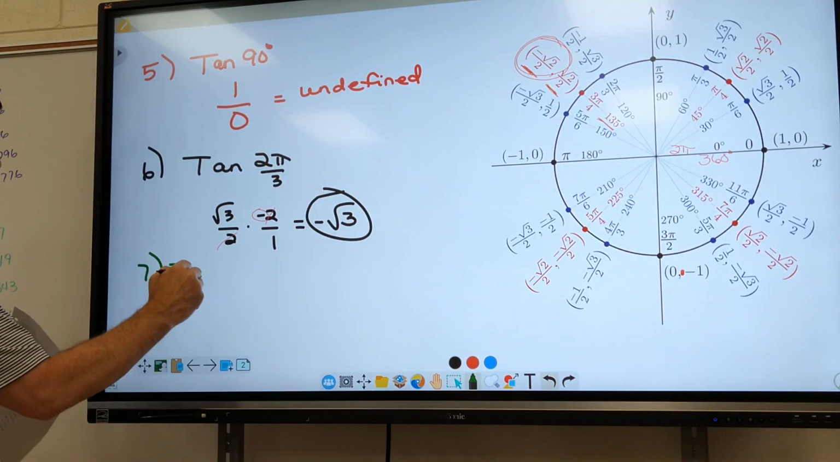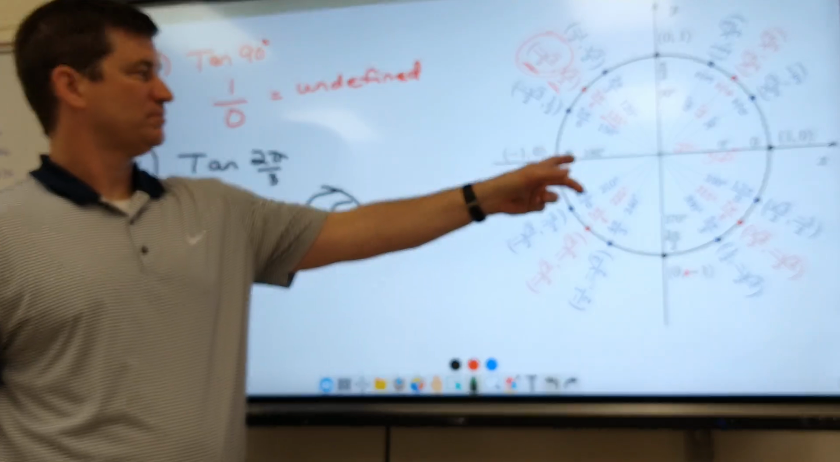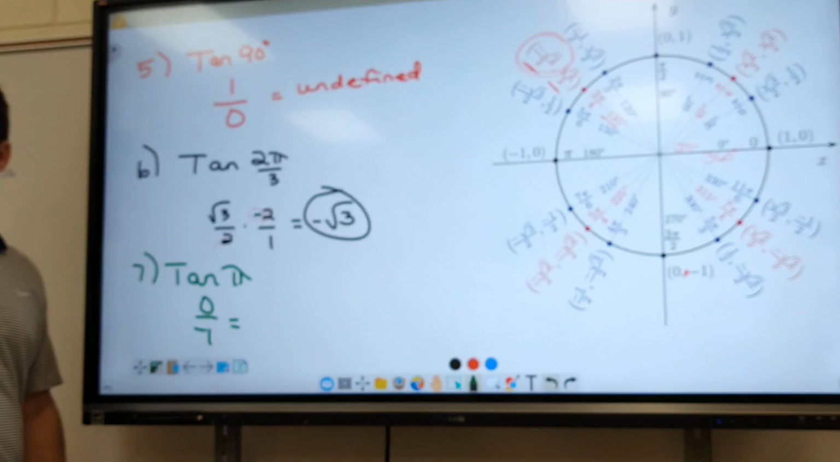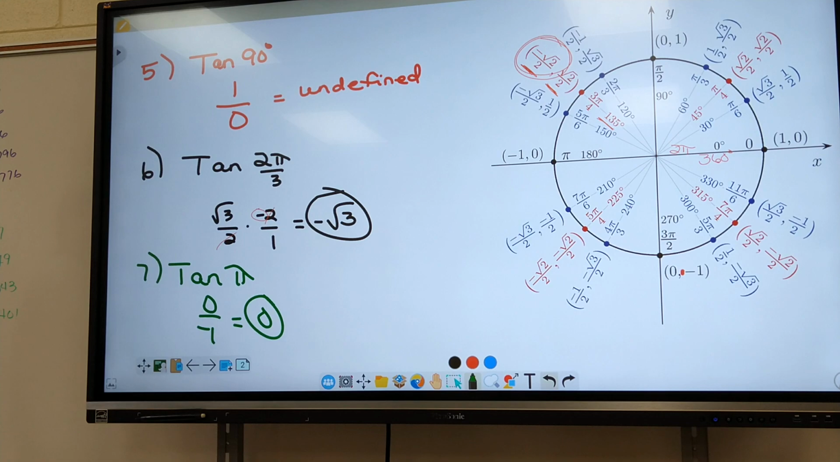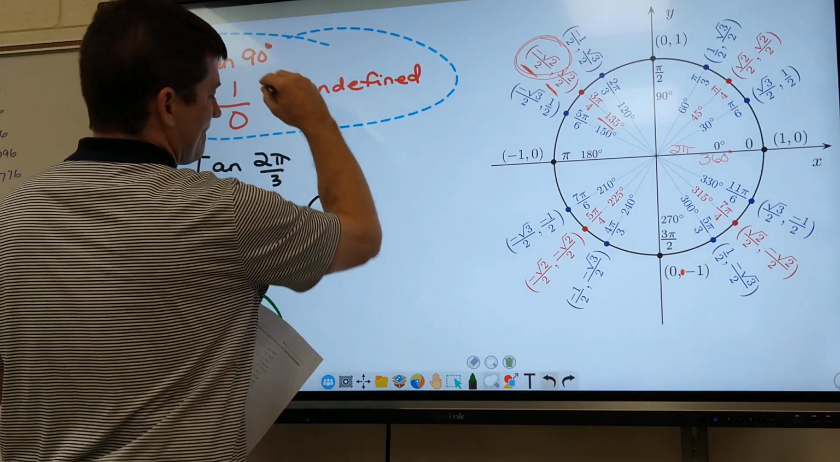All right, 7, tangent of pi. Here's pi. Y over x, I got 0 over negative 1. What's the answer? 0's on top, it's just 0. Go to 8.